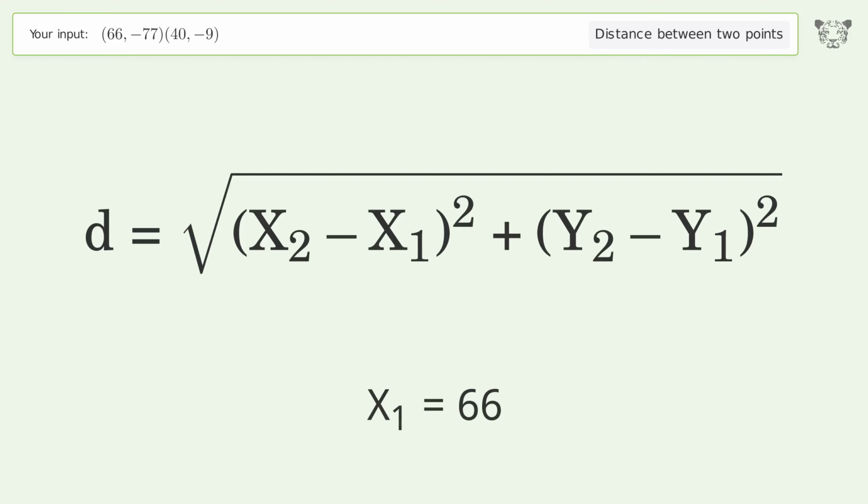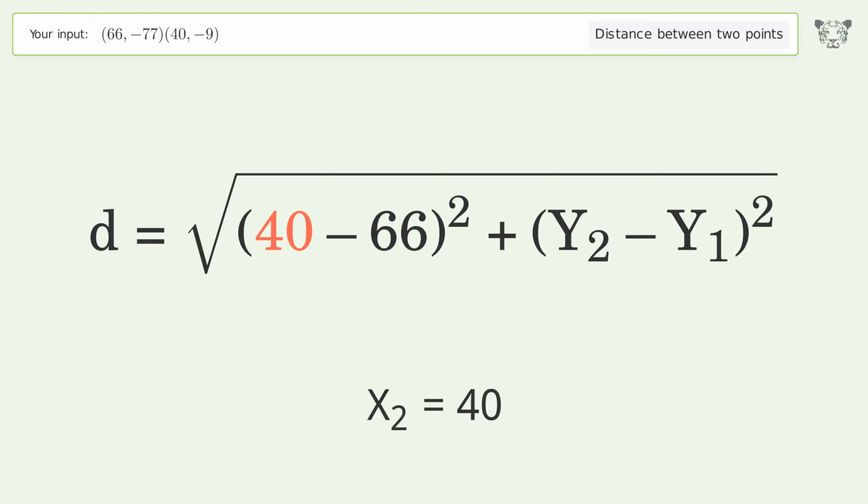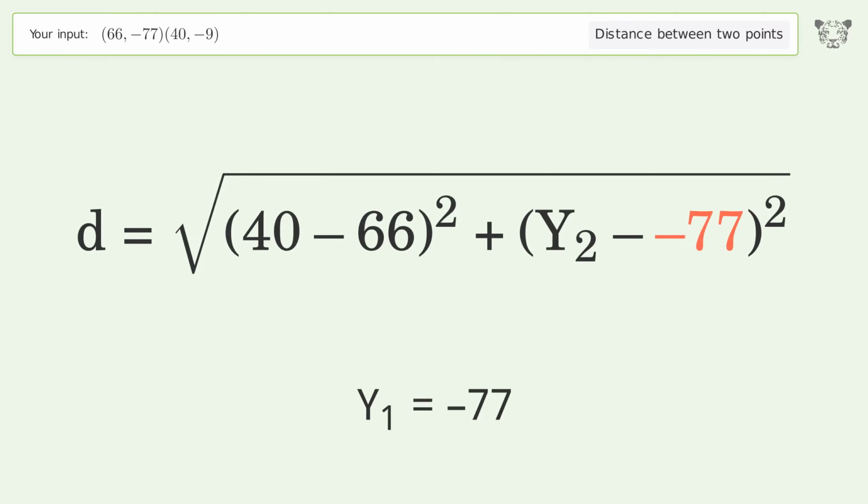x1 equals 66. x2 equals 40. y1 equals -77. y2 equals -9.